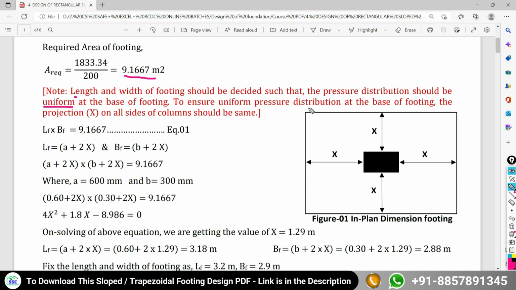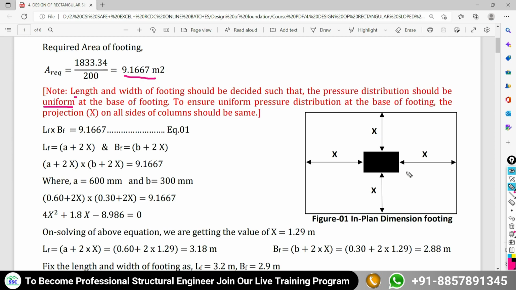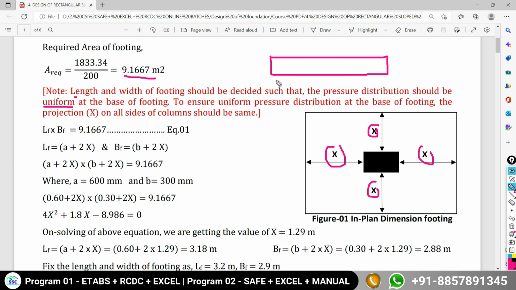And to ensure the uniform pressure distribution at the base of the footing, the projection X on all sides of your foundation, from the face of your column up to the edge of the foundation, should be the same in all directions. This X and this X, this X and this X, in all directions these values should be the same. Then only you can ensure that the pressure developed at the base of your foundation from your soil mass will be uniform.